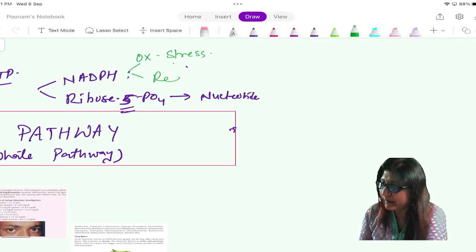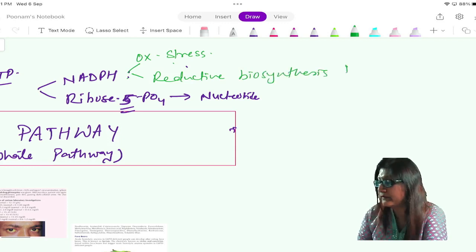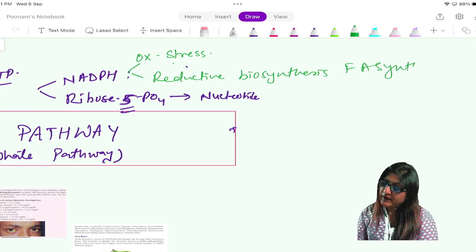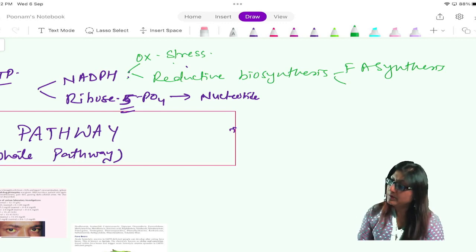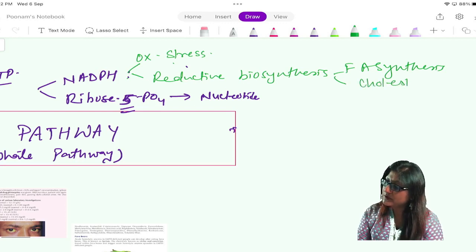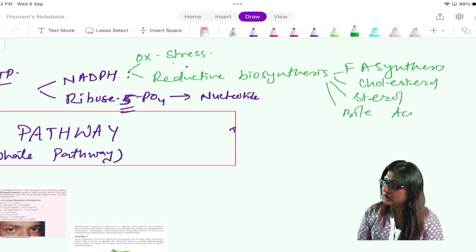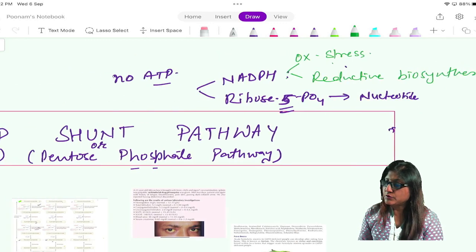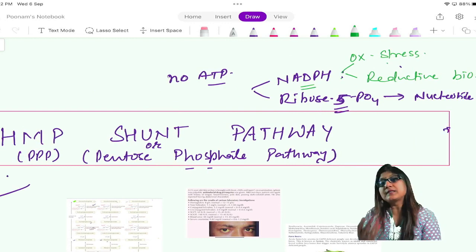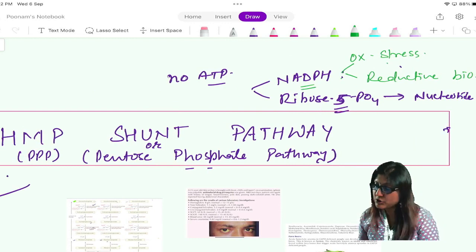And for reductive biosynthesis, meaning we have reduction of intermediates, for example in fatty acid synthesis. During fatty acid synthesis we have certain intermediates which need to be reduced with the help of NADPH. Cholesterol biosynthesis, bile acid biosynthesis, sterol biosynthesis, right? Those are the reductive biosynthetic pathways where NADPH supplies the reducing equivalent, and this NADPH mainly comes from the HMP shunt pathway.